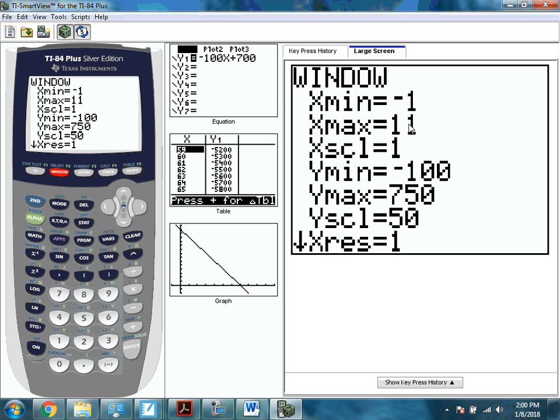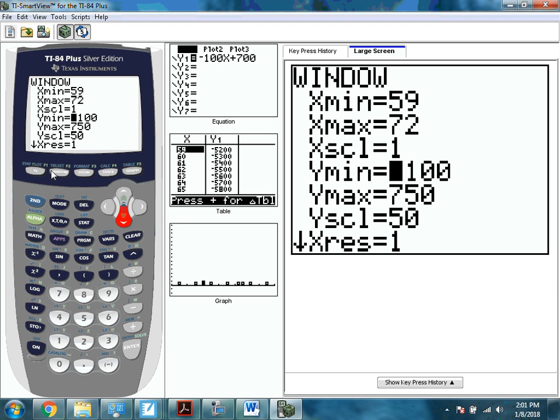So our lowest height is 60. So I'm going to change my X-min to 59. So I press the window button. Window is at the upper right-hand corner, right here by my cursor. And then the tallest was 71. So I'm going to set X max to 72. I'm going to go up by ones.